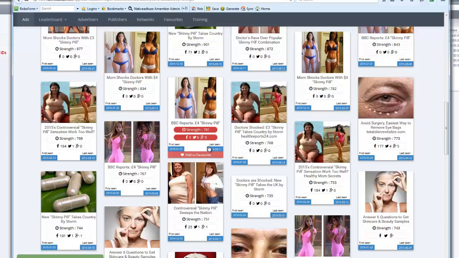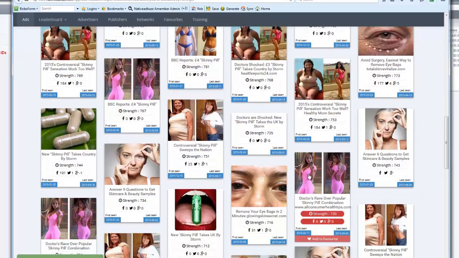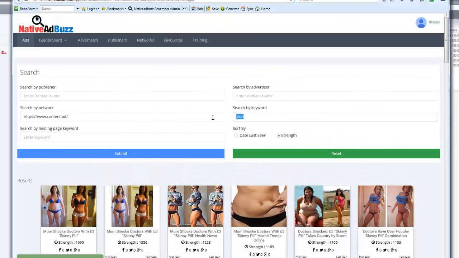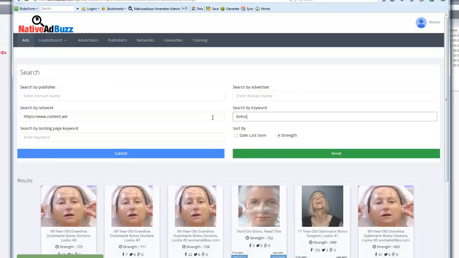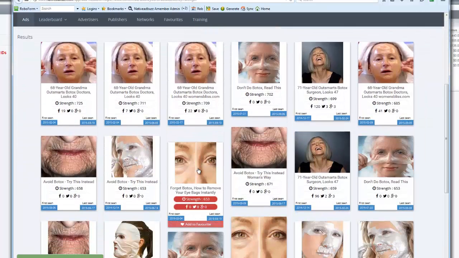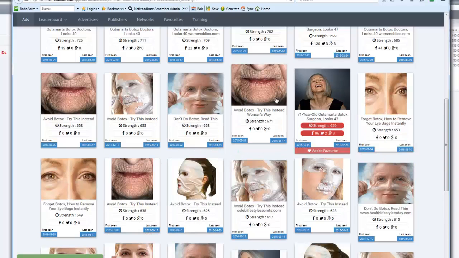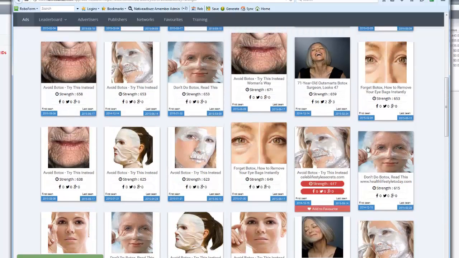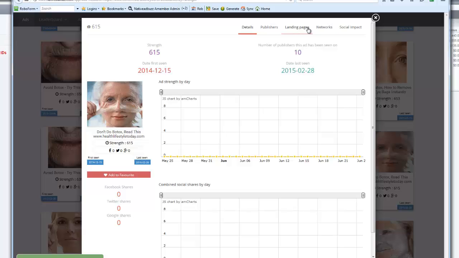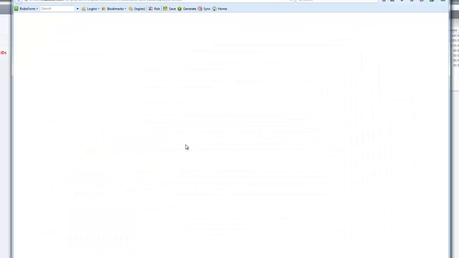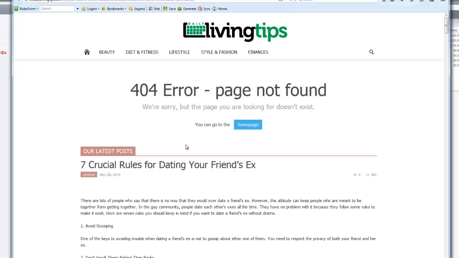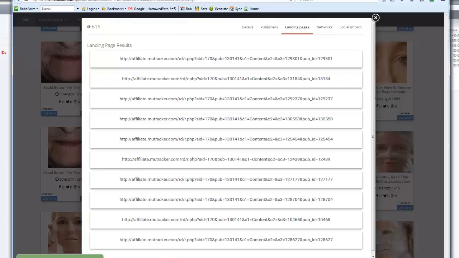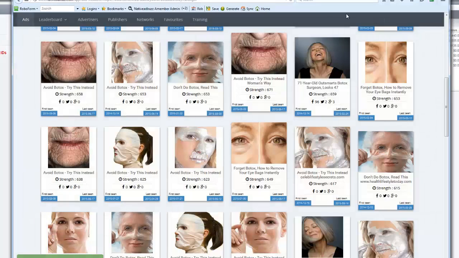Might be worth a test. Lots of these sort of adverts. Let's try Botox or something. So I basically went through this process. I looked at what ads seemed to be doing very well, what landers were doing well. Page not found. Okay. And anyway, that's the process that I chose.